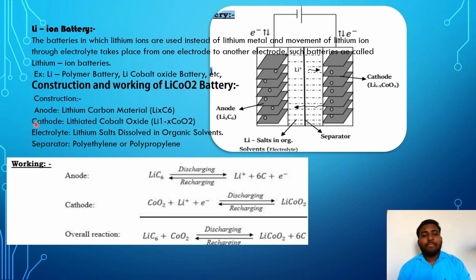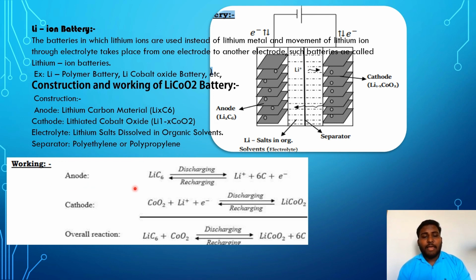Construction. Anode is lithium carbon LixC6. Cathode, lithiated cobalt oxide Li1-xCoO2. And electrolyte, lithium salts dissolved in an organic solvent. Separator: polyethylene or polypropylene is used.